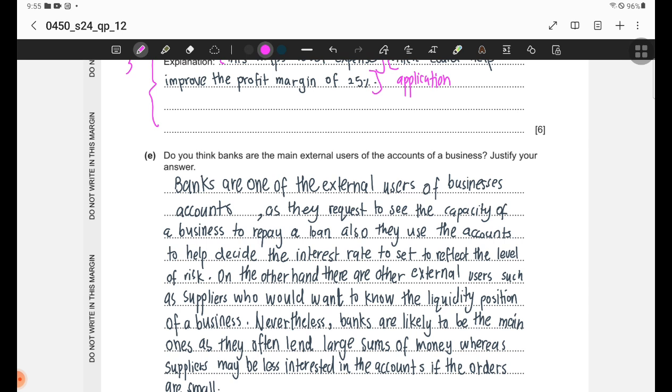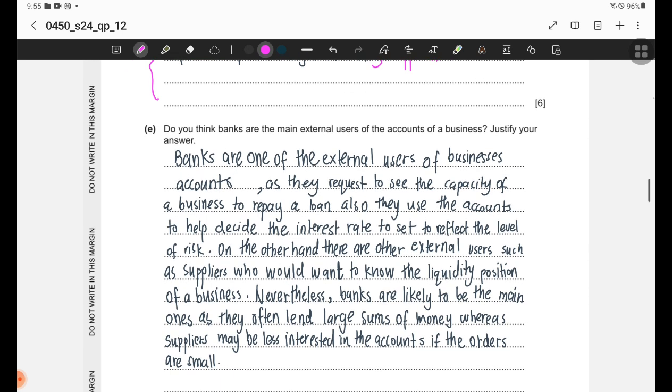Of course you have the bank, you have suppliers, you have the government. There are more answers, but these three are the most known. First, you would talk about why banks use the accounts. First, this is what you should do. And then second, you have to mention another external user. Or maybe you can mention two more.